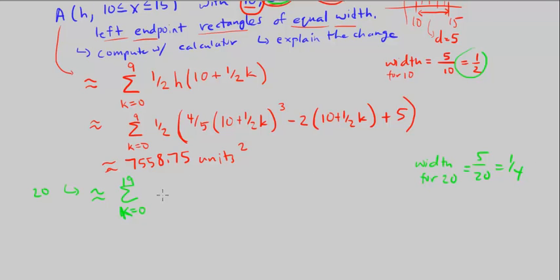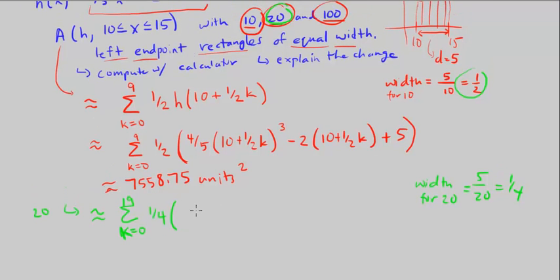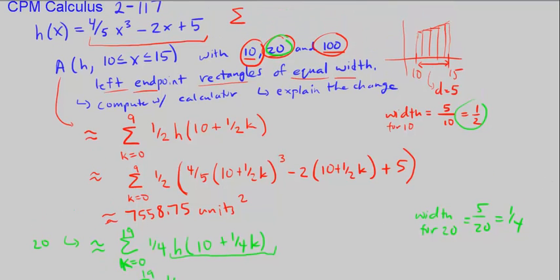And the base now is going to be the width. The base of every rectangle is 1/4. The height is going to be h of 10 plus 1/4 k, right? Because we're starting at 10 still, but every time we're going to add 1/4 and get that y value, or h of our number value, okay? So when we plug that into our function, we're going to have k equals 0 to 19, 1/4, and then we plug in our function here, so h with the input of 10 plus 1/4 k.